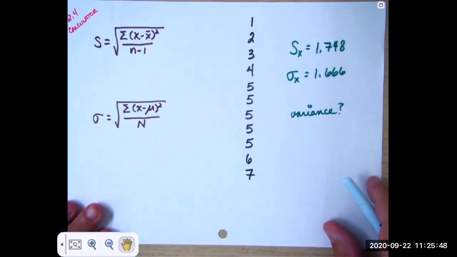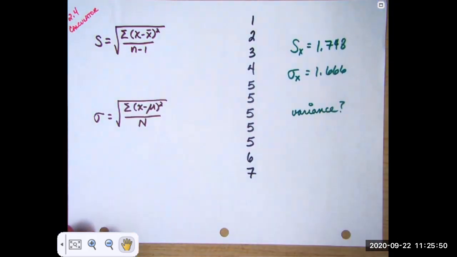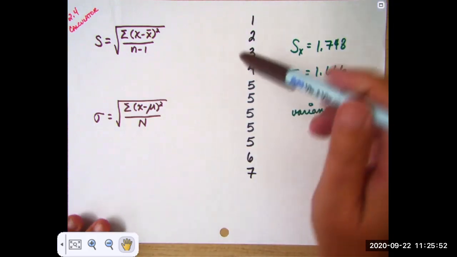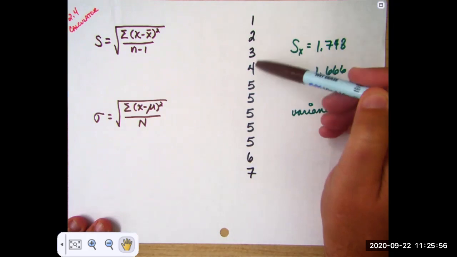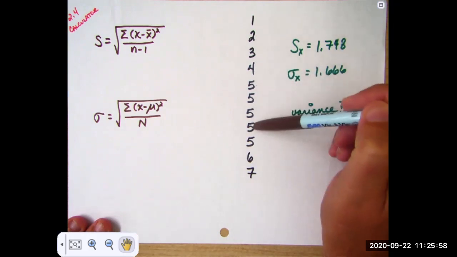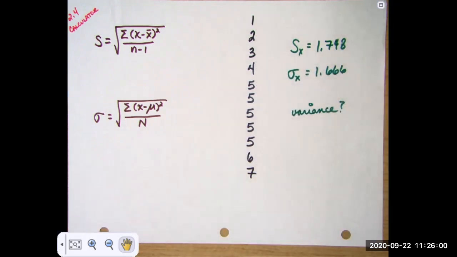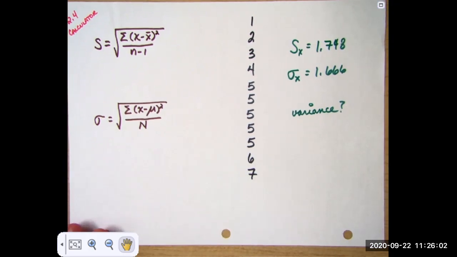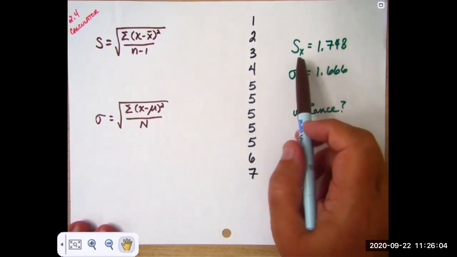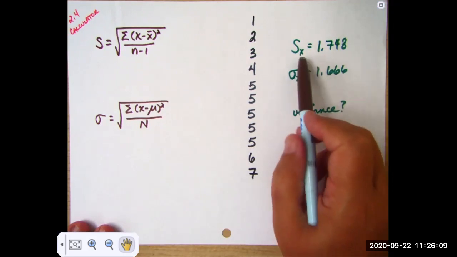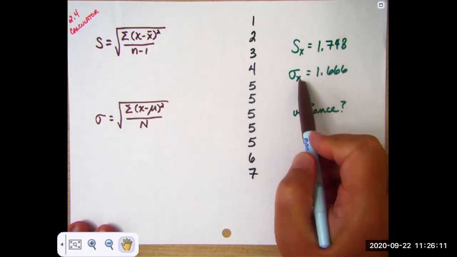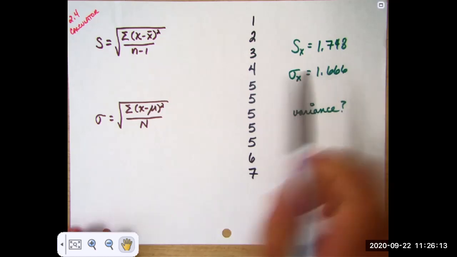Now, if you have a calculator that you know how to use, I would ask you to enter in this data set: 1, 2, 3, 4, 5, 5, 5, 5, 5, 6, 7. Enter in that data set. And you'll notice the calculator, if you've done it right, will give you both values. It'll give you a sample standard dev and a population standard dev.